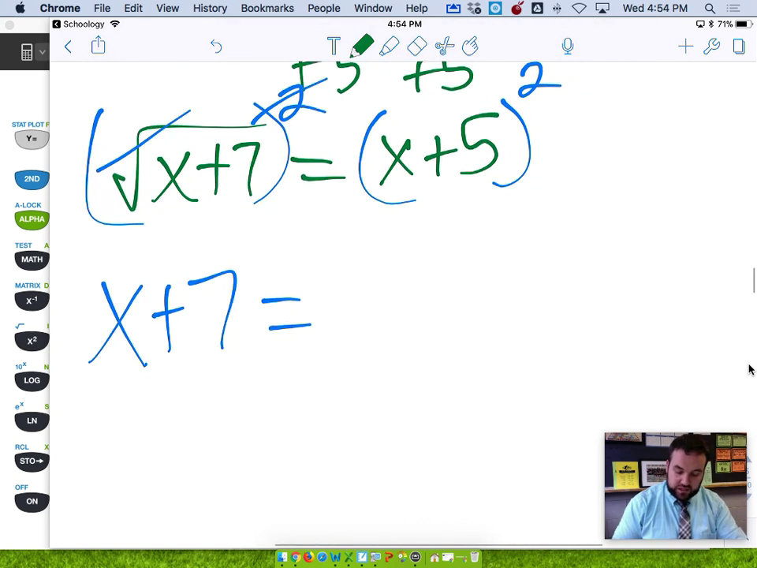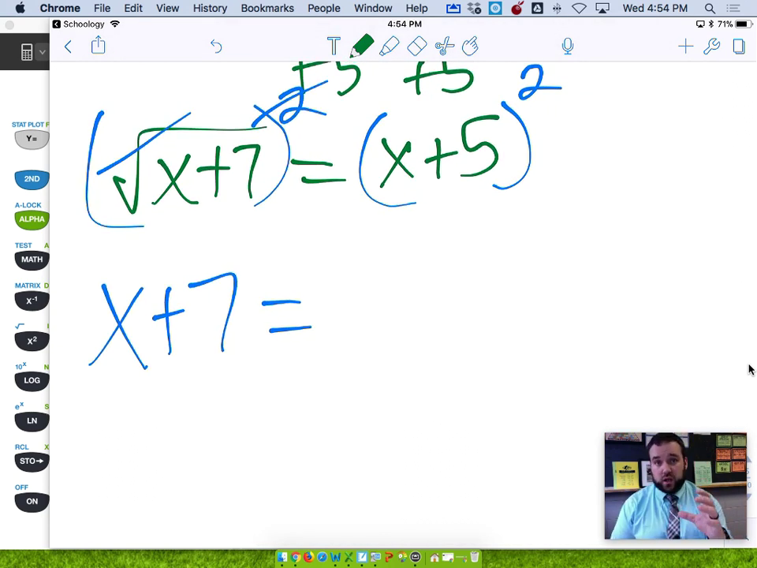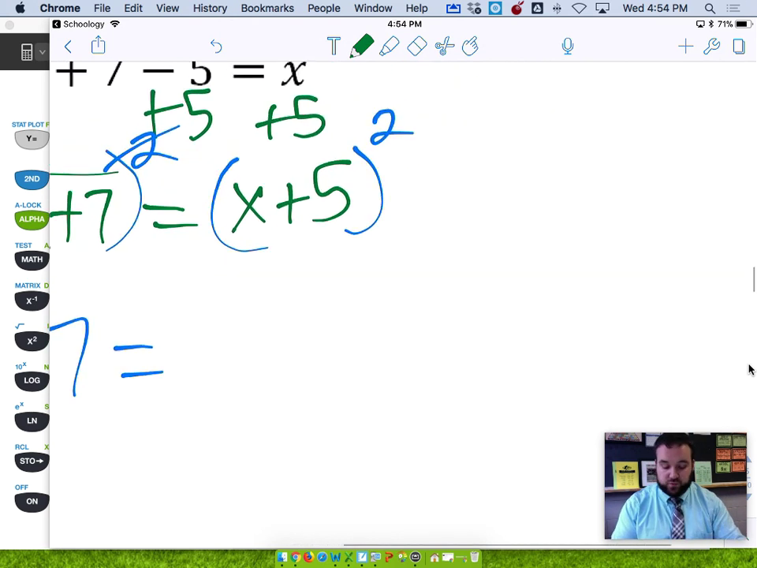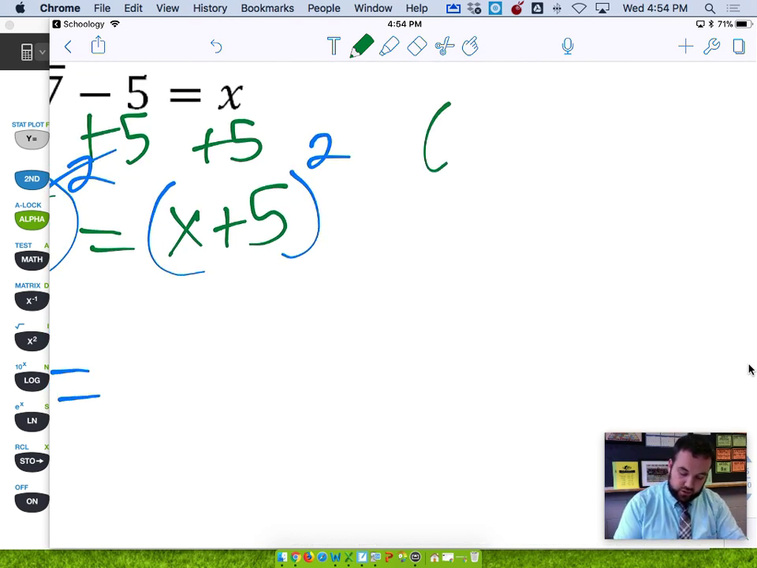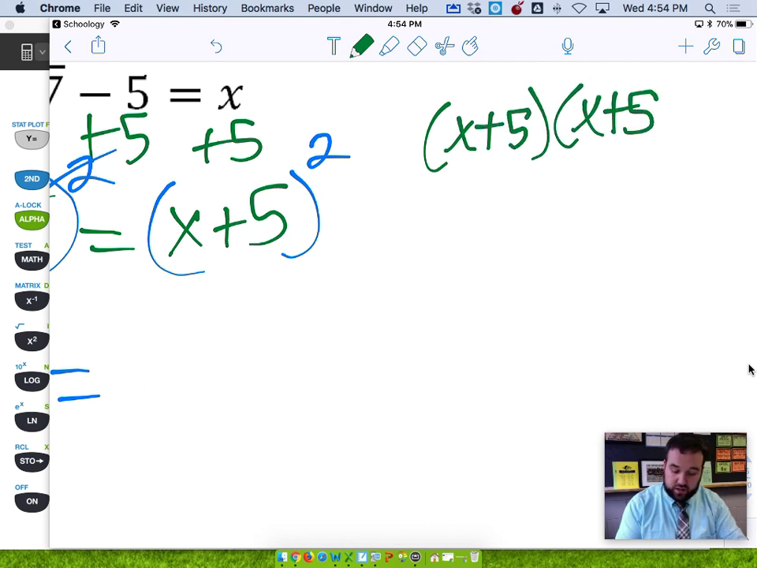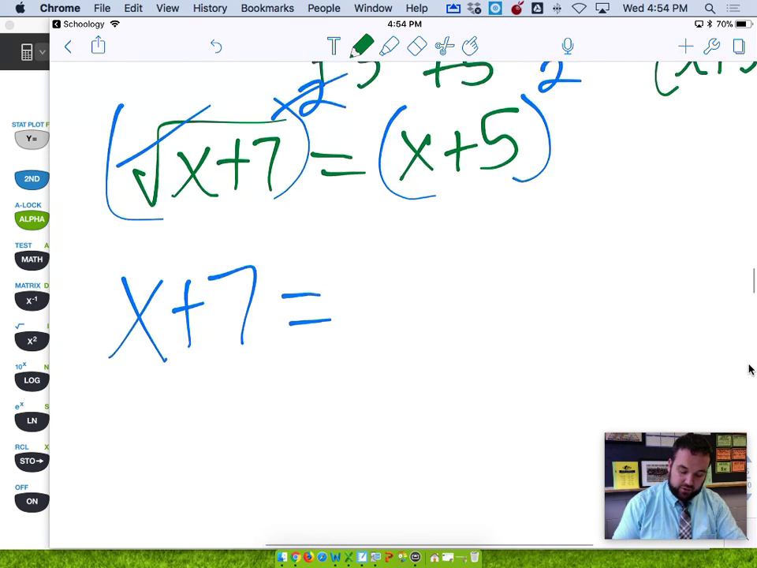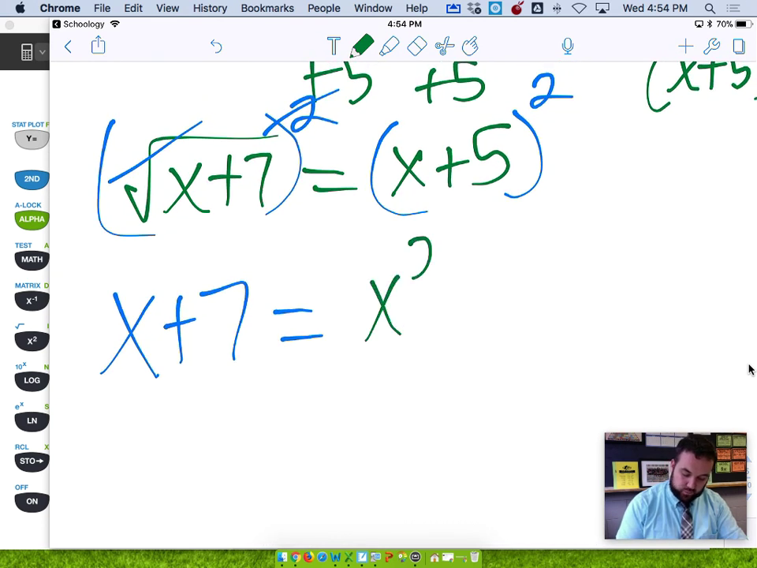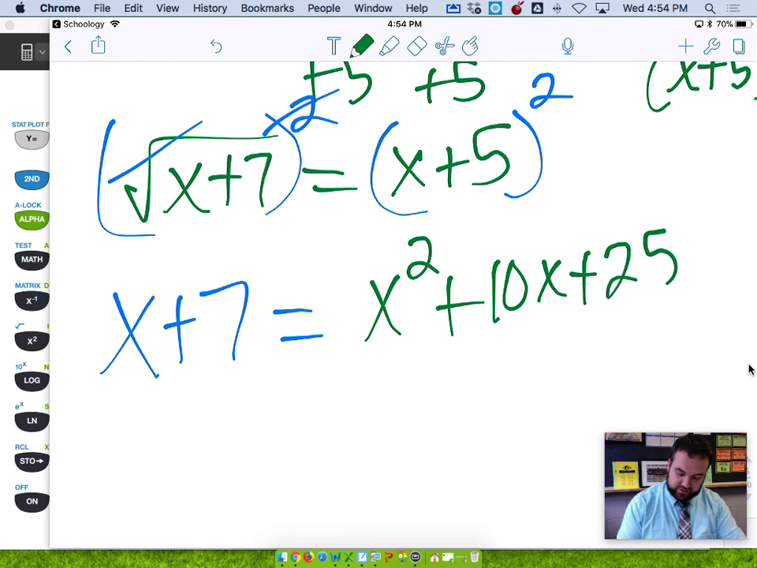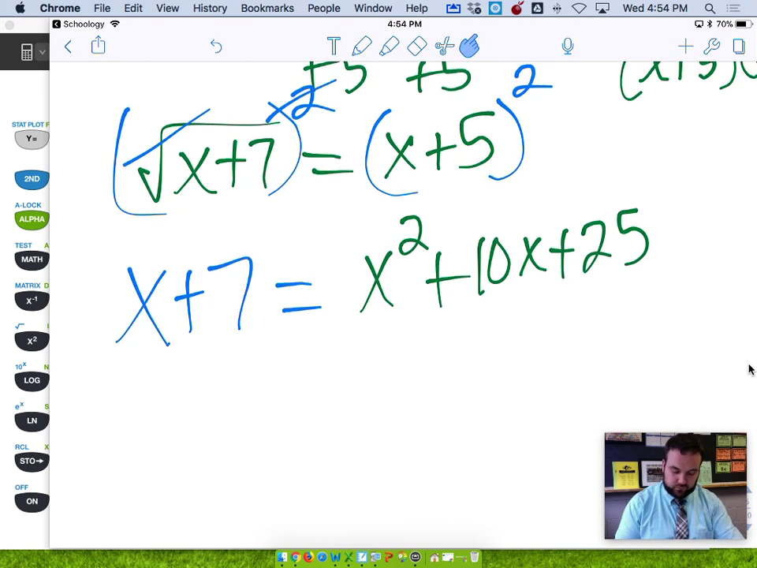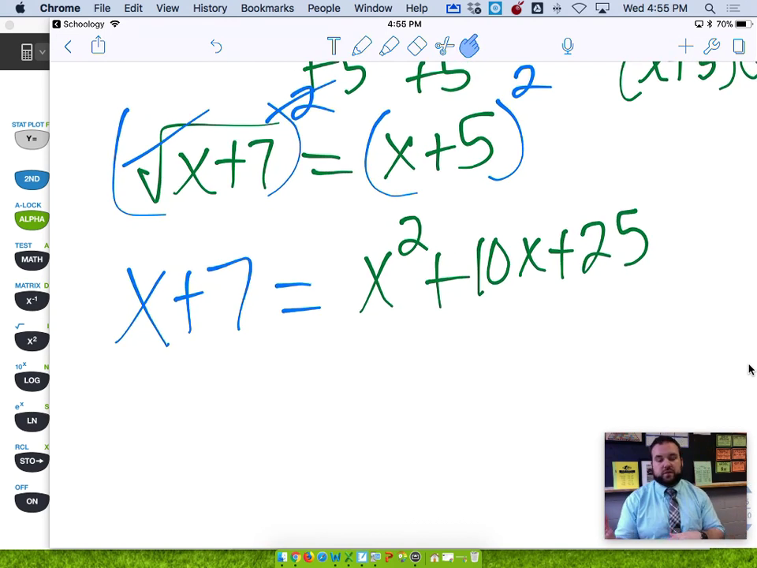So this is where, if you want to use the squaring trick that we just used, do that. If you don't want to use the squaring trick and you want to just multiply x plus 5 times x plus 5, go ahead and do that. No matter how you do it, afterwards we should end up with x squared plus 10x plus 25. So that's the squared version of our right side, and then we just have x plus 7.